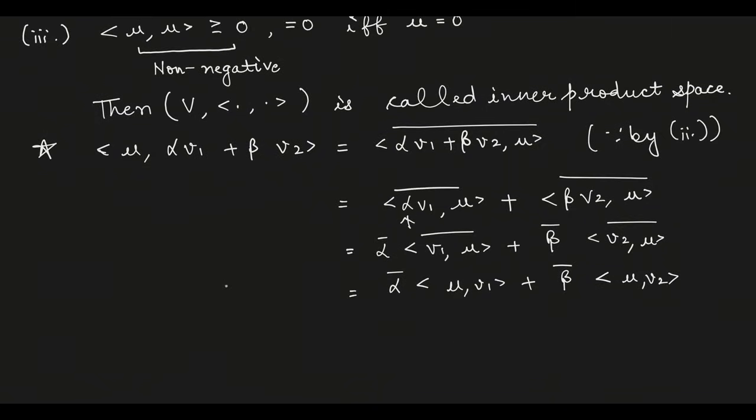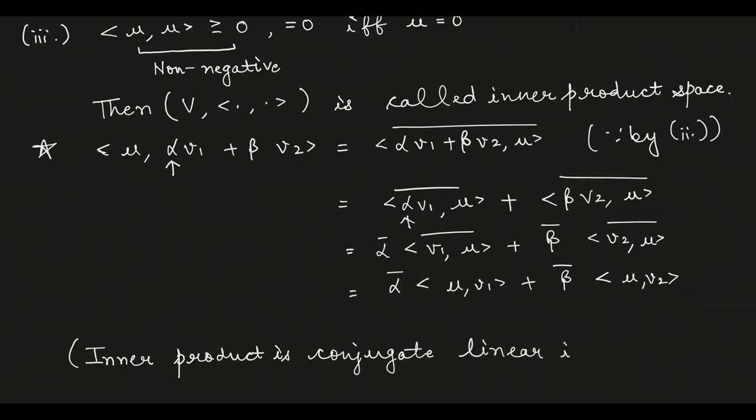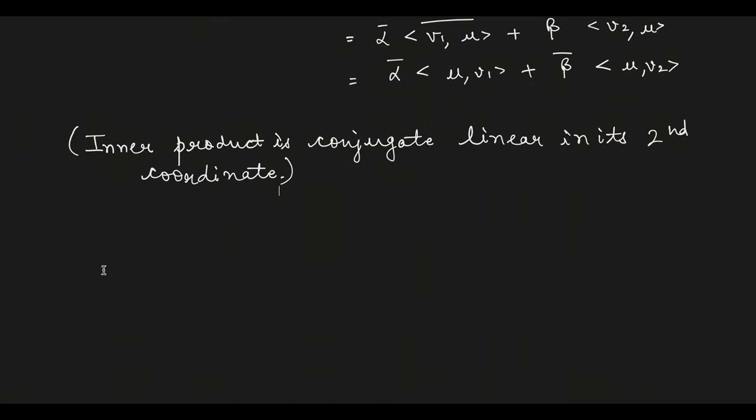So in short, whenever I want to take the scalar outside from the second coordinate, it will come out as a conjugate. Inner product is conjugate linear in its second coordinate. Is this clear? Yes, ma'am. Okay.